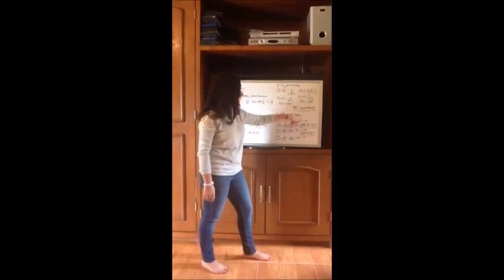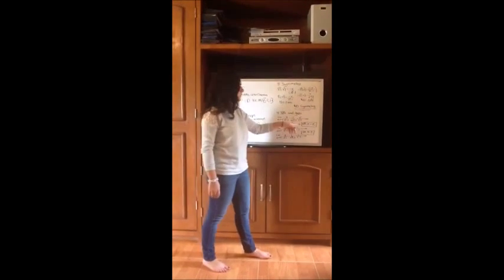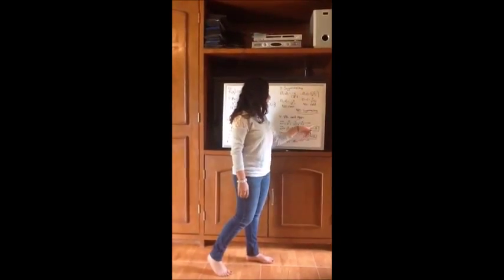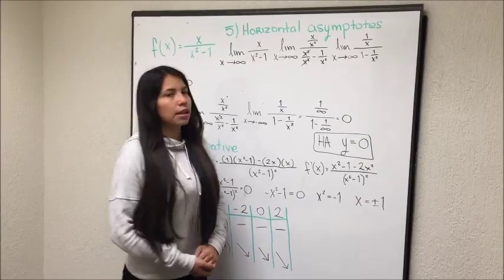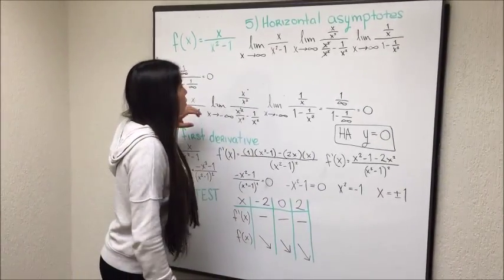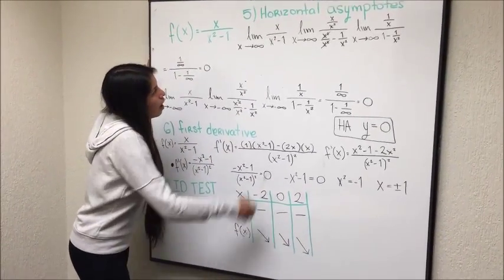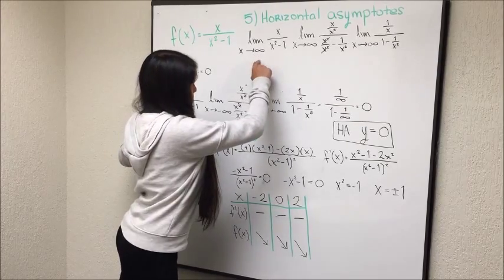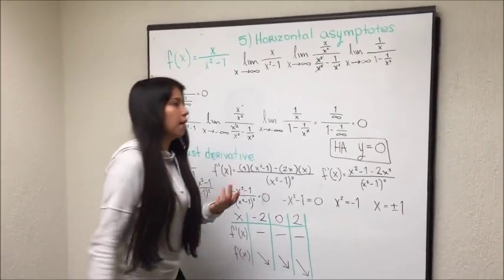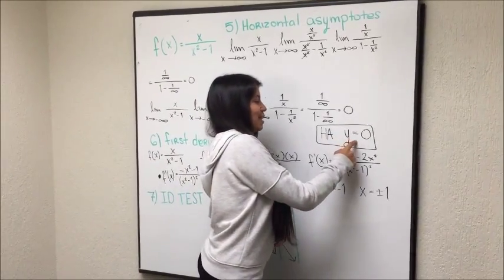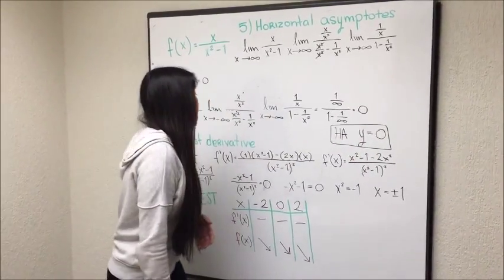For the vertical asymptotes, we need to evaluate the limits at the restrictions that are minus 1 and 1, and we get infinity in all of them, so our vertical asymptotes are minus 1 and 1. The next step is to obtain the horizontal asymptotes, and for this we need to calculate the limit from minus infinity and positive infinity, and we have a horizontal asymptote at y equals 0.